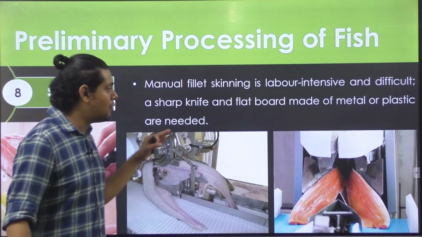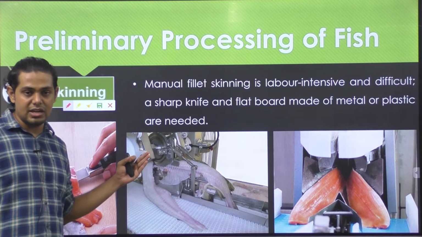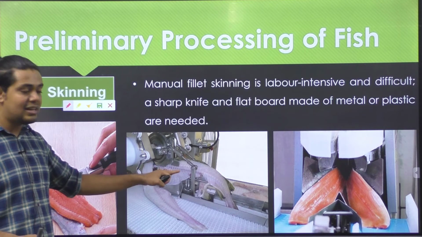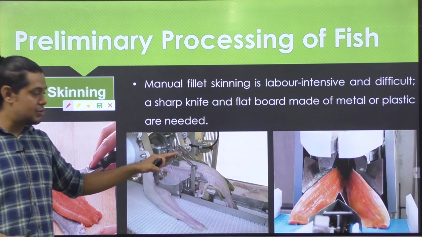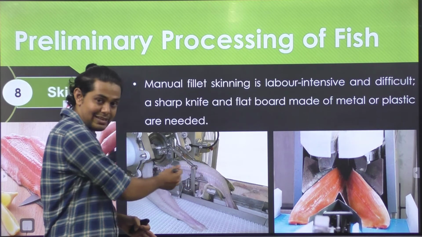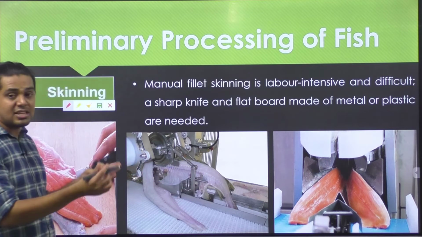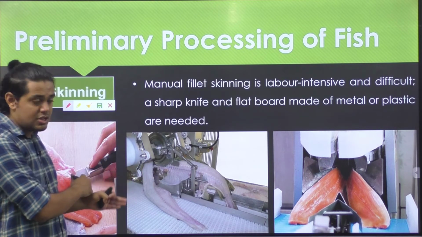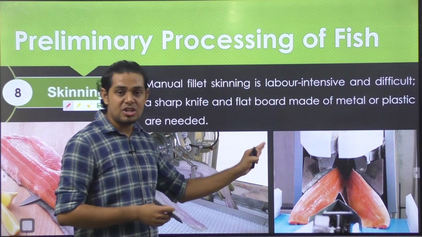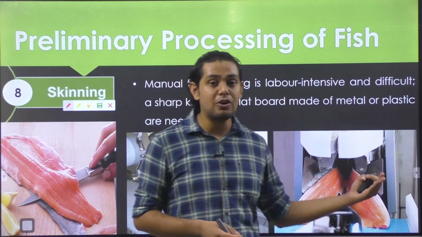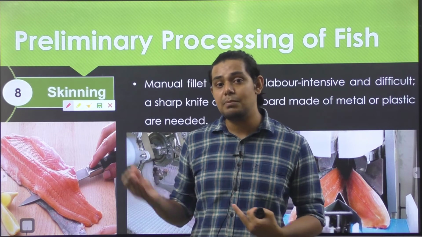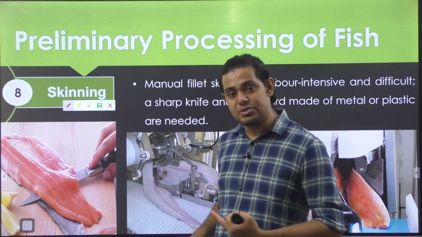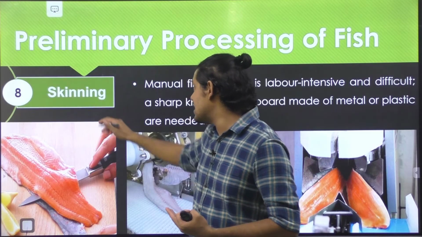Ideally, in an automated industry they have specially designed machines. As you can clearly see in this picture, you just have to insert the deheaded fish and the machine itself will separate the fillet and also remove the skin. Such automated machines are in place in automated industry, where it becomes a much less labor intensive process. So that is about the skinning protocol.